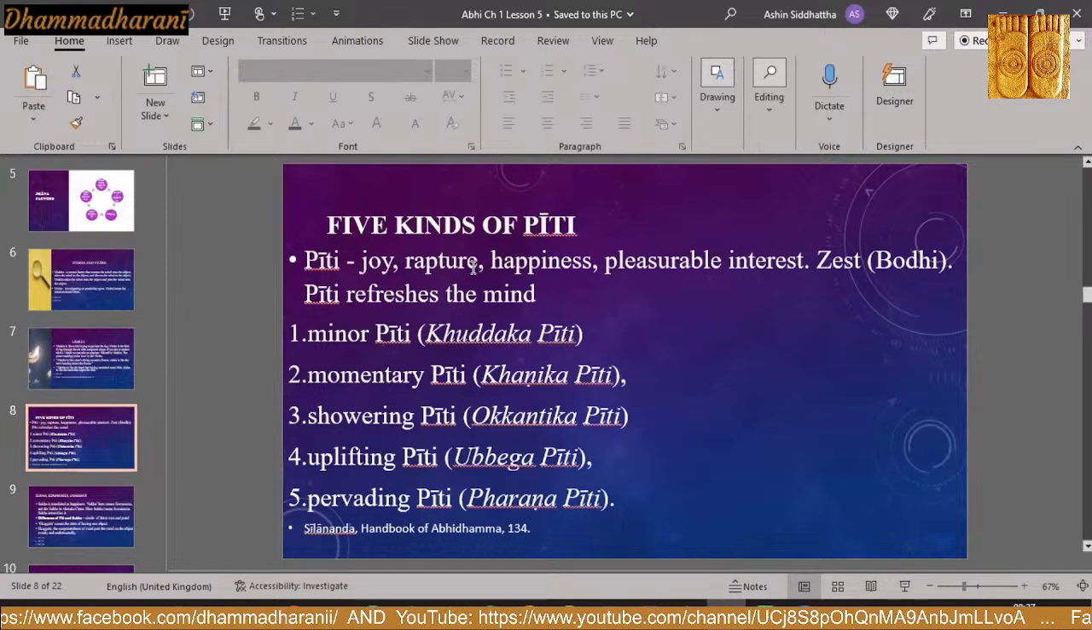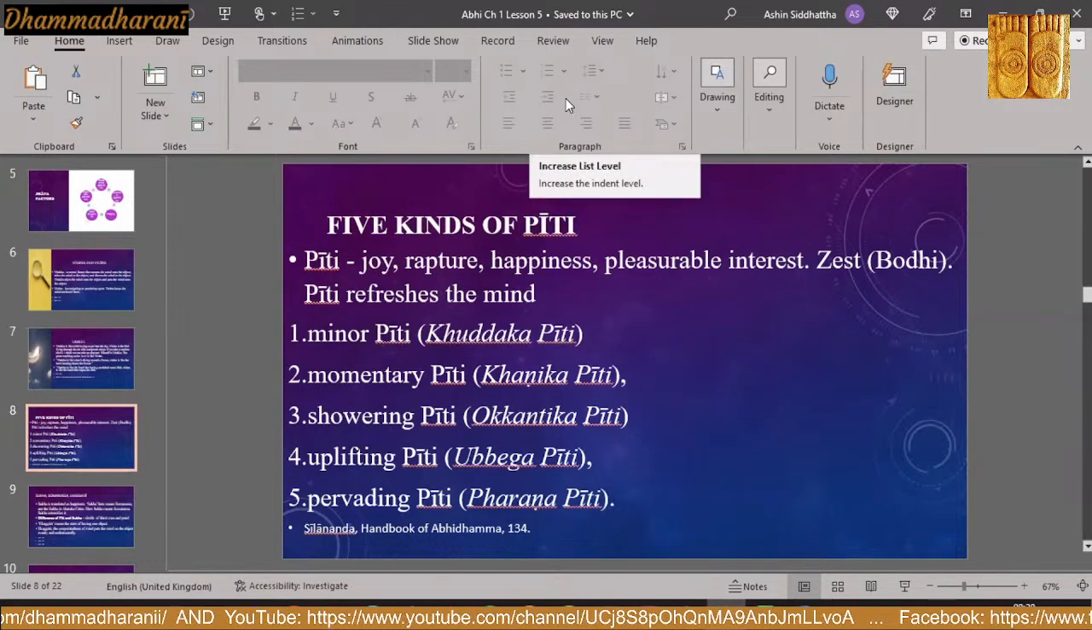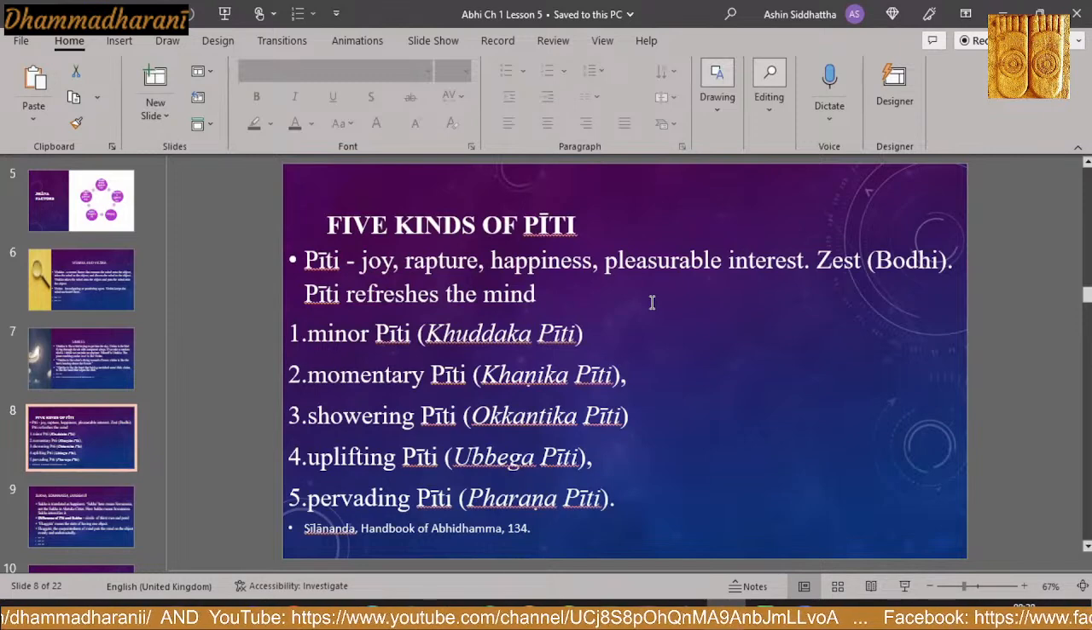Next one is piti. Abhidhamma scholars have given several translations for piti: joy, rapture, happiness, pleasurable interest. Bhikkhu Bodhi translated it as zest. So we will use the Pali term. I will use sometimes rapture, sometimes zest, sometimes joy, but here I will mostly use the Pali term to refer to piti. So there are 5 kinds of piti: minor piti, momentary piti, showering piti, uplifting piti, and pervading piti.